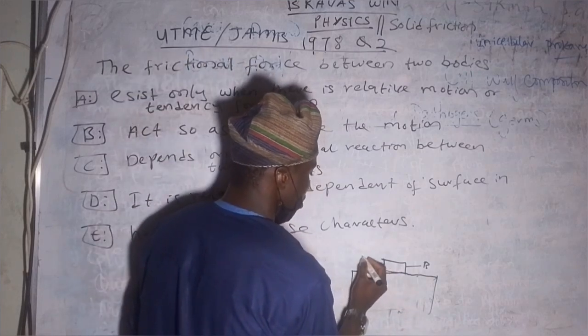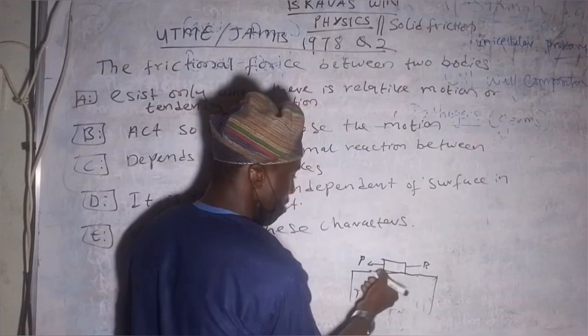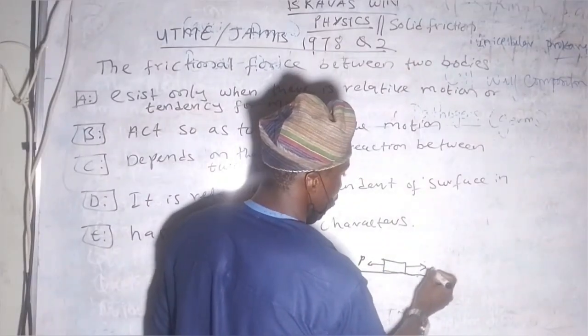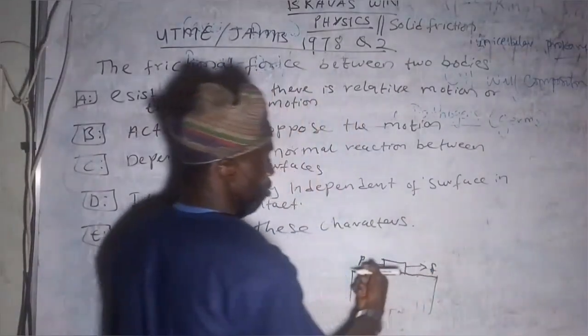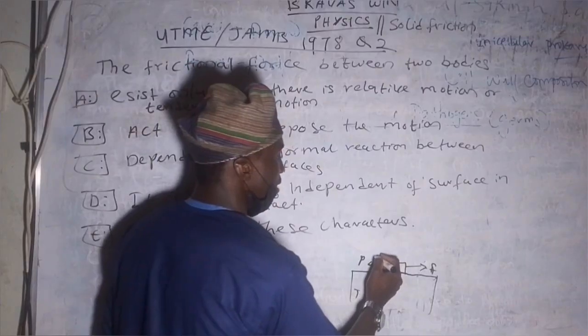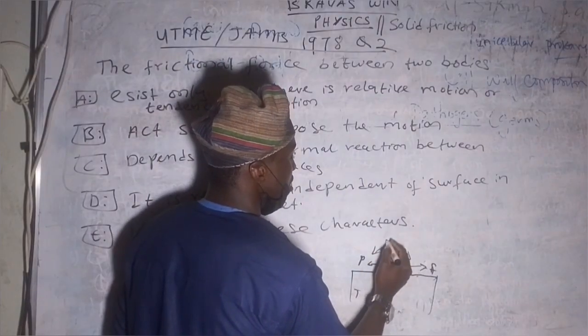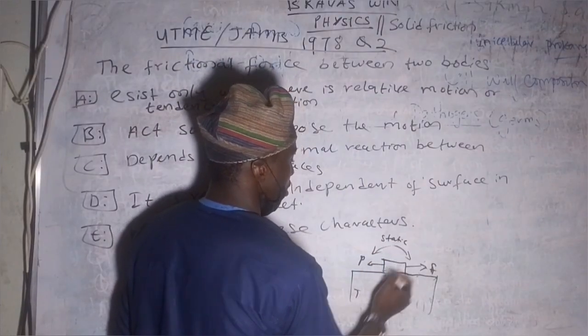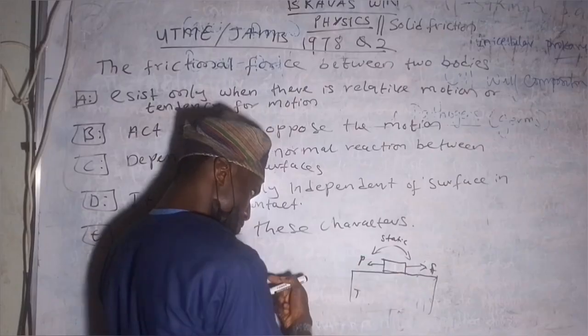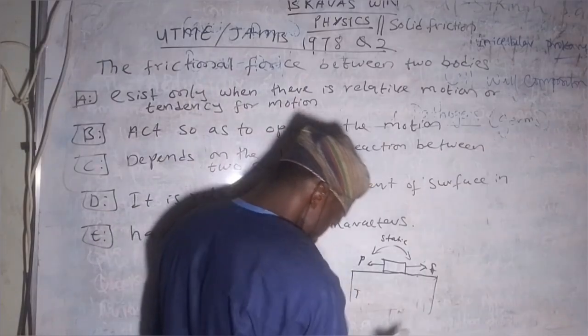Applied force. Maybe you drag it like this. Your friction will be opposite to the what? Applied force, and they must be equal in magnitude. Equal in magnitude. That's why they are static. If applied force is greater than frictional force, it will drag it towards. If frictional force is greater than applied force, it will move this side.